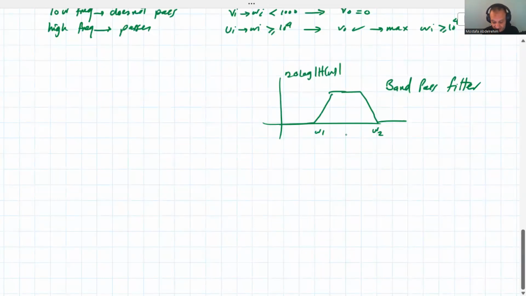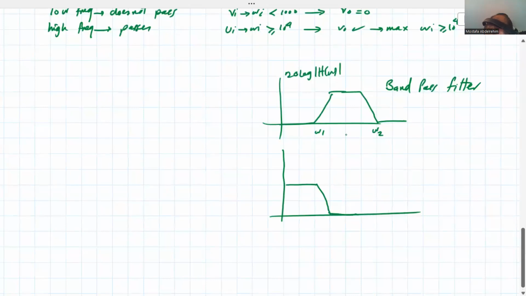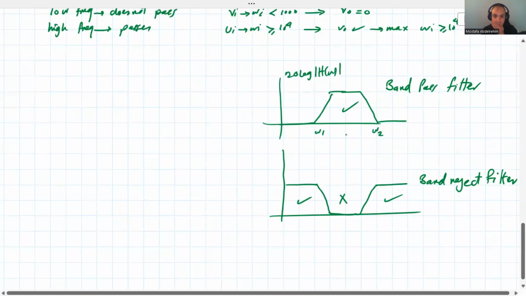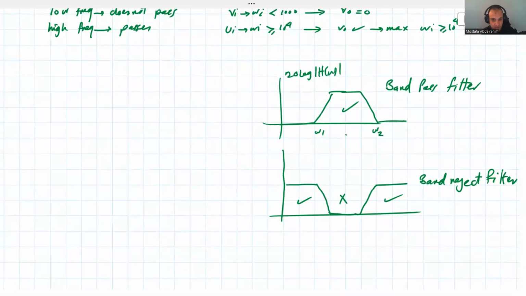There is another example, much more interesting, in which you take the low, you reject a band in between, and you take the high. Here you take the low, you take the high, you reject the intermediate ones. That's called a band reject filter. And these are very good examples. You have them in the book, by the way.